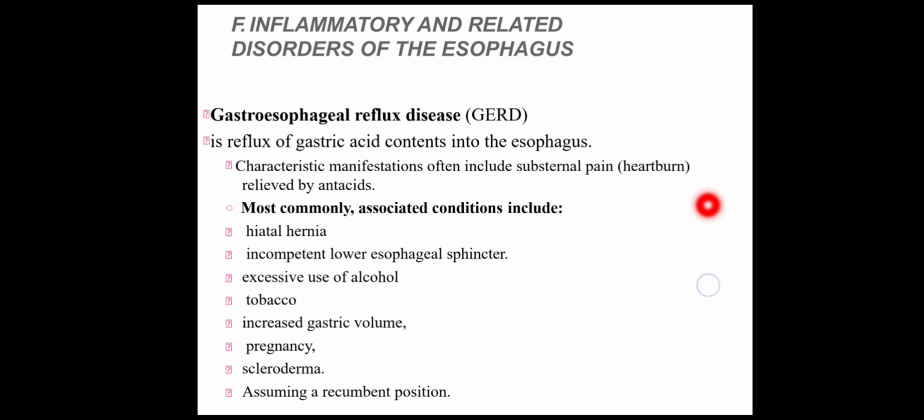Inflammatory and other related disorders of the esophagus include gastroesophageal reflux disease or GERD. This is reflux of the gastric acid contents into the esophagus. Characteristic manifestation often includes substernal pain relieved by antacid. Most commonly associated conditions are hiatal hernia, incompetent lower esophageal sphincter, excessive use of alcohol, tobacco, increased gastric volume, pregnancy, scleroderma, and recumbent position.